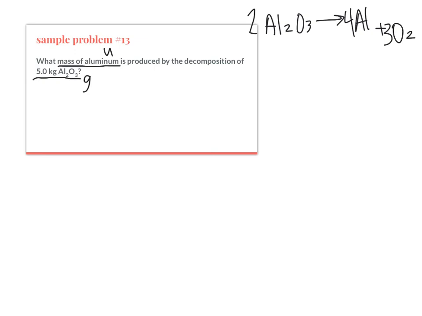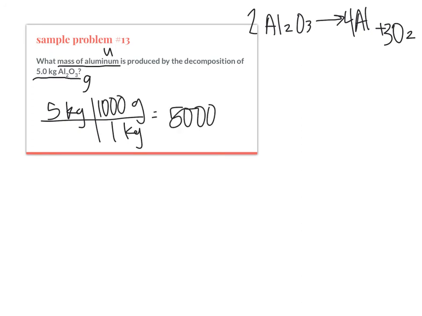The mass of aluminum could be in kilograms, but I'm going to do it in grams since that's what we've been working with. So kilograms, the prefix kilo means 1,000. So a kilogram is just 1,000 grams. Okay, that's why we like the metric system, because it makes sense. So if we have 5 kilograms, 1 kilogram equals 1,000 grams, then we get 5,000 grams. So I'm going to start with 5,000 grams of Al2O3 as our given.